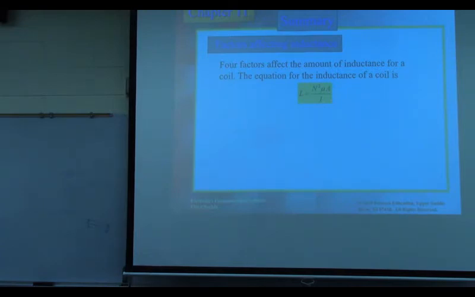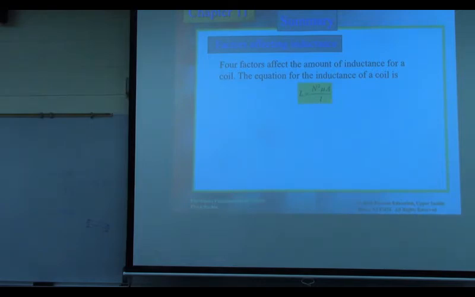We know how to calculate the capacitance, right? Let me ask. How to calculate the capacitance? C equals 8.85 times 10 to the negative 12 times A over D. Now this one is used to calculate the inductance, right? So you just memorize this: N squared. What is N? N is the number of turns in the coil, right?